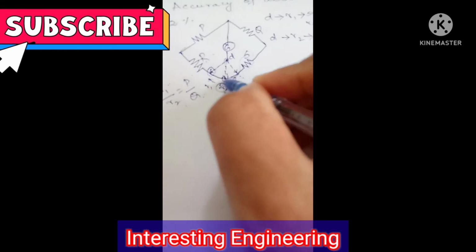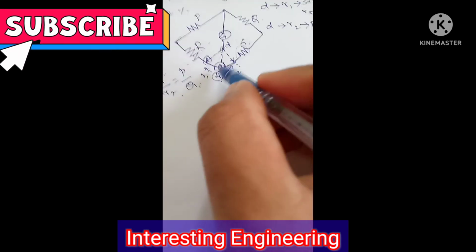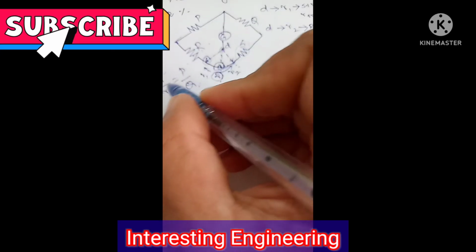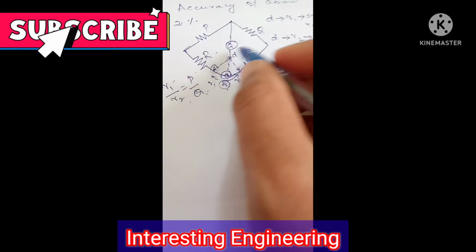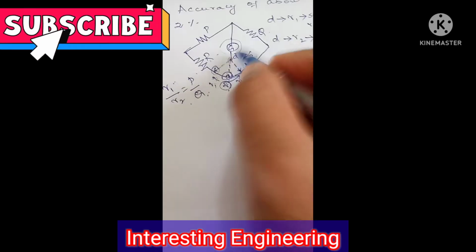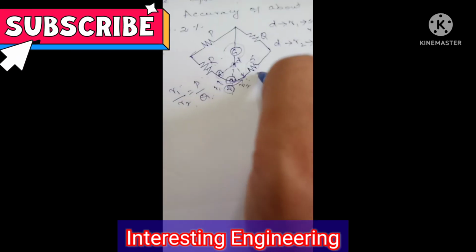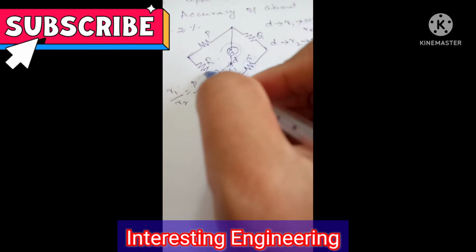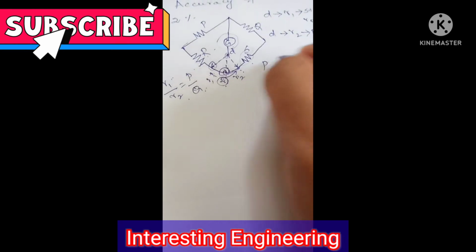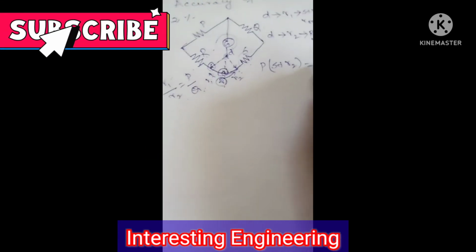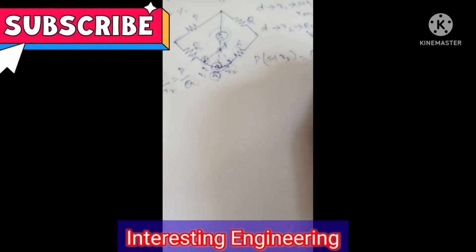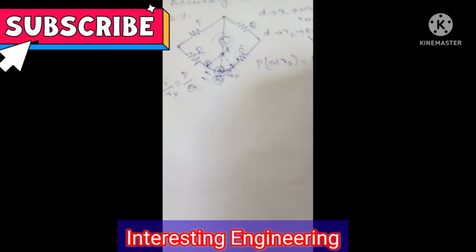Under balance condition, when we select a point such that the ratio R1 to R2 is equal to P by Q, under bridge balance condition, the opposite impedances will be equal. So P into (S plus R2) is equal to Q into (R plus R1).